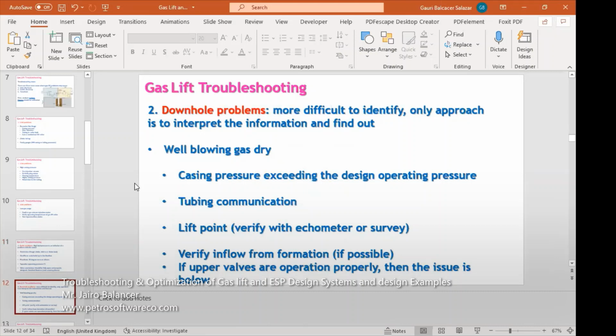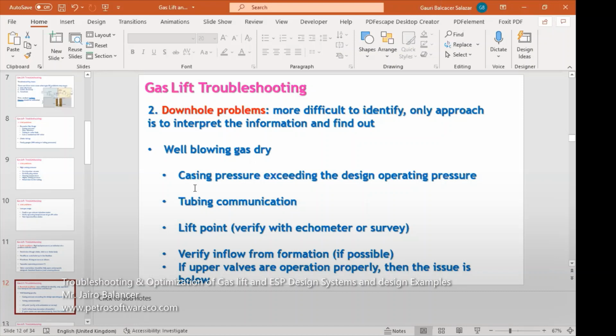The only approach is to interpret the information and find out. Blowing gas dry is basically just injecting gas and producing gas, so you are not doing anything. Some casing pressure exceeding the well-designed operation pressure, tubing communication, or a leak point: we have to verify where the actual fluid level is, with the echo-meter or survey. Verify the inflow from formation.